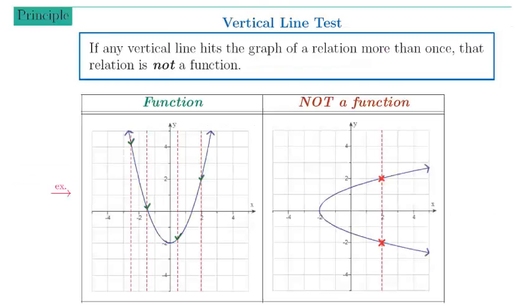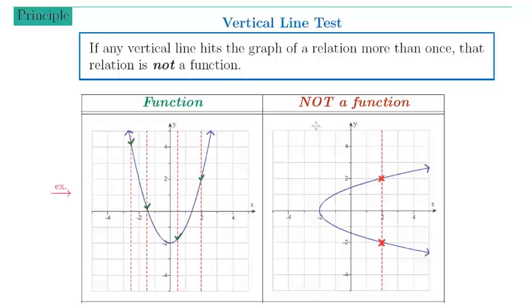The vertical line test is as follows. If any vertical line hits the graph of a relation more than once, that relation is not a function. For example, on the left, notice we have a function defined by the blue curve. If we draw any vertical line, denoted by the red dotted lines, notice each of these vertical lines only hits this relation in one point, denoted by the green check marks. This means this relation here is a function. Every x will map into one y value.